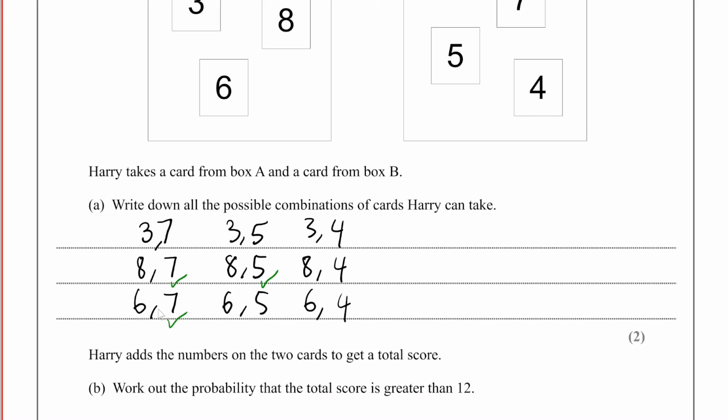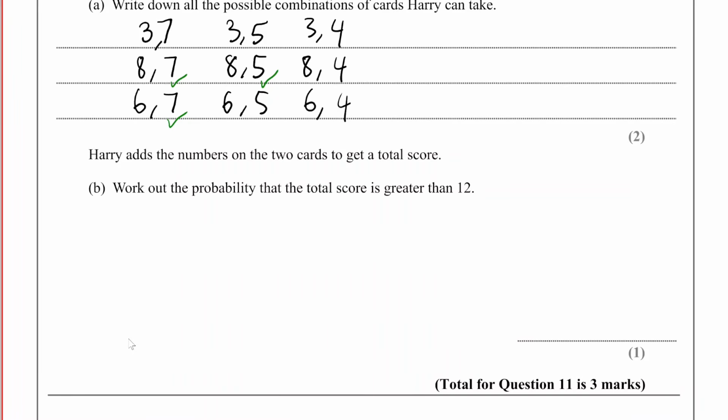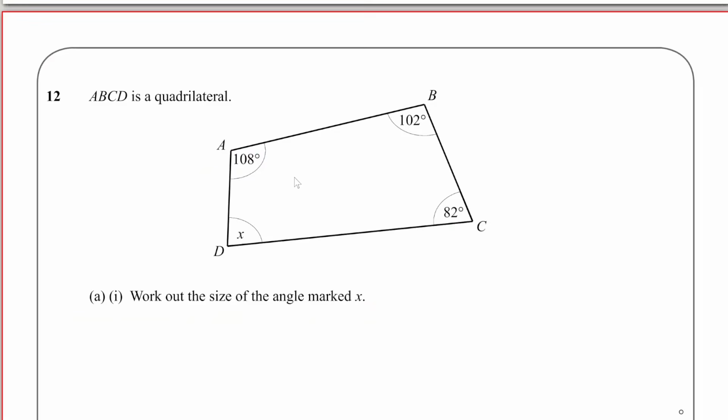So we've got 3 options out of the 9 in total. So we can say 3/9. Or you can also write it simplified, which is 1 over 3. But we don't have to. So I will leave it as 3/9.